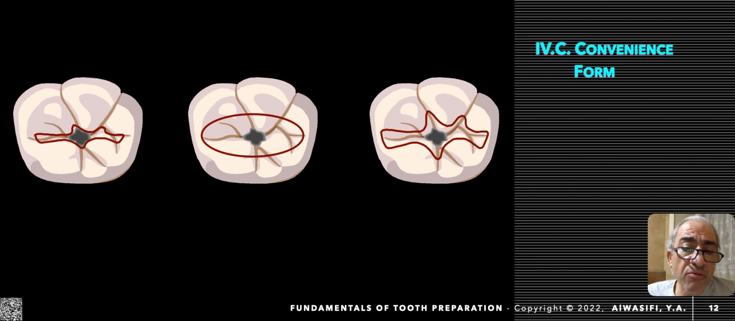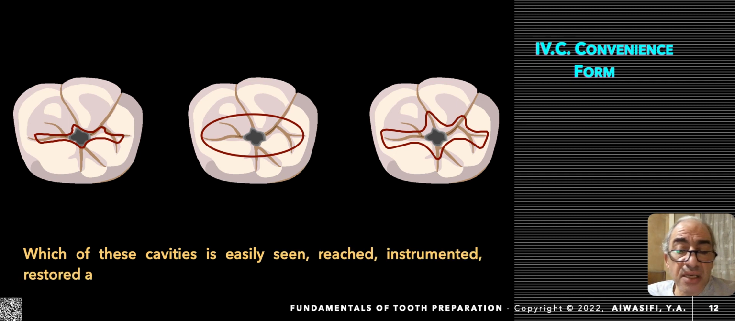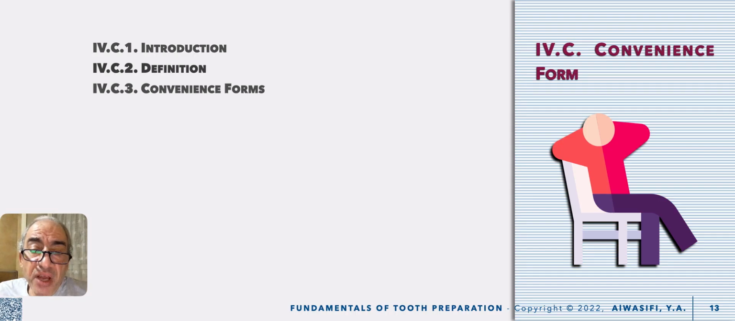It is not very narrow to an extent that you could not examine the full internal details of the cavity, and at the same time it is not massively destroying the tooth structure. And that's why we ask this question: which of these cavities is easily seen, easily reached, easily instrumented, and easily restored with maximum conservation of the tooth structure? This is the convenient one, or this is the convenience form of cavity preparation.